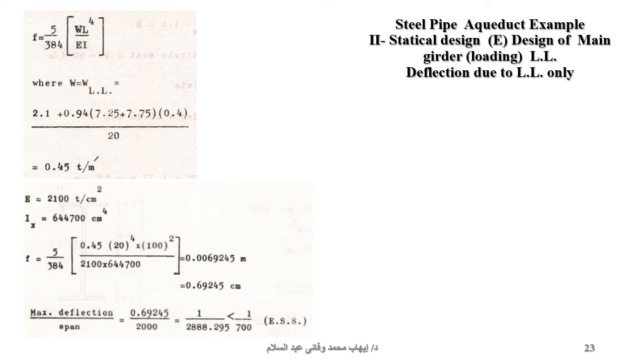Design of main girder. Live load, if there is a deflection due to live load only, we arrive at F with W, A, IX, F. Maximum deflection over span less than 1 over 700. That's safe.